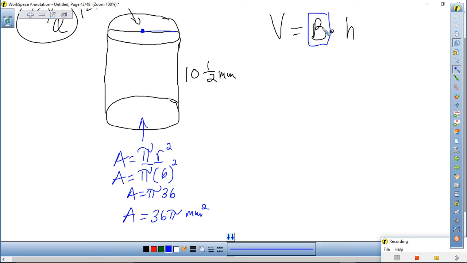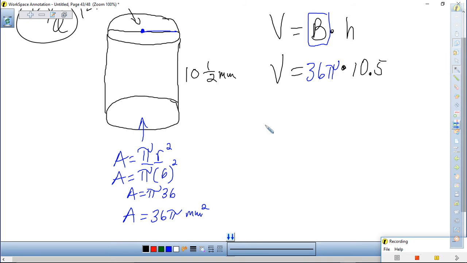So we're going to write here, instead of the big B, we're going to write 36 pi. Bring down the volume equals 2 times, what is the height? 10 and a half, so I can write that in decimal form, which is 10.5. Therefore, the volume is 10.5 times 36, and then you can leave it in pi form, millimeters cubed. Find me that number, please. Don't say that out loud. You could hear yourself.